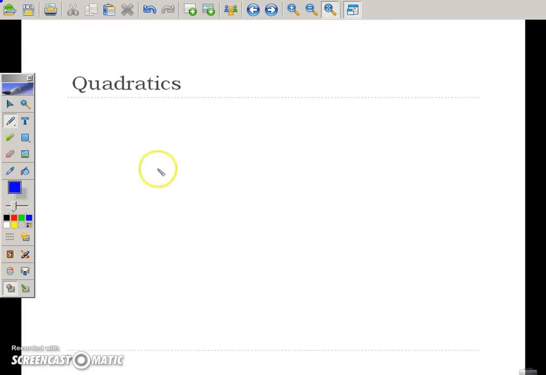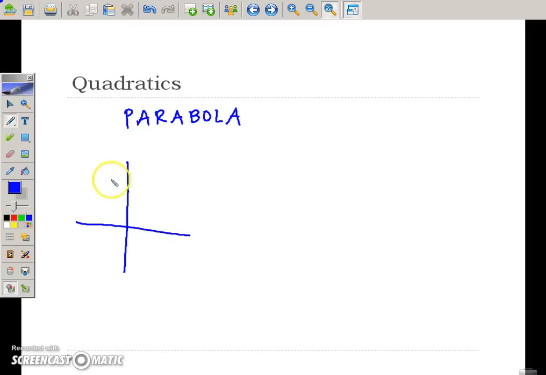Quadratics make that U shape when we graph them, and that U shape is called a parabola. It could be a right side up U or an upside down U. You have three options for how many solutions a quadratic can have. If your quadratic is completely above the x-axis and never crosses, you're going to have no solution.